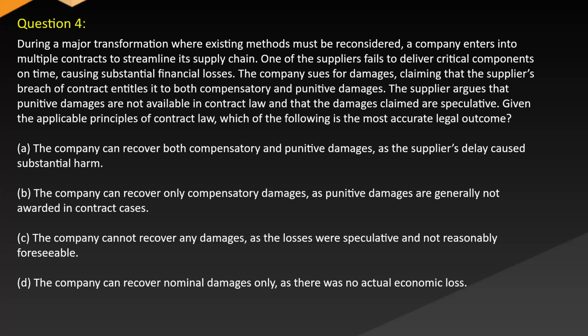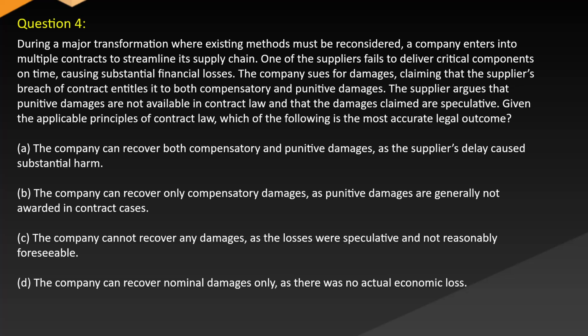its supply chain. One of the suppliers fails to deliver critical components on time, causing substantial financial losses. The company sues for damages, claiming that the supplier's breach of contract entitles it to both compensatory and punitive damages. The supplier argues that punitive damages are available in contract law and that the damages claimed are speculative. Given the applicable principles of contract law, which of the following is the most accurate legal outcome?